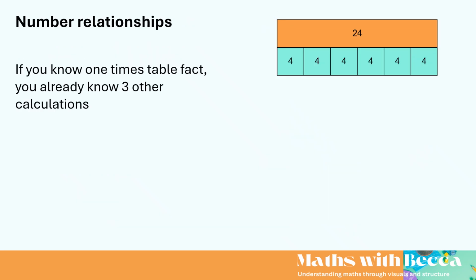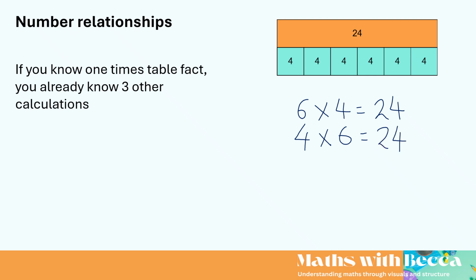So the first thing to think about is that we can use times tables to help us with division. Those relationships between numbers are really important. So if you know one times table fact, you already know 3 other facts. So let's take this bar model on the screen, which shows us 6 lots of 4. What we could say from this bar model is 6 lots of 4 give us 24. If we know that single fact, we know some other things. So we also know that 4 lots of 6 will also be 24.